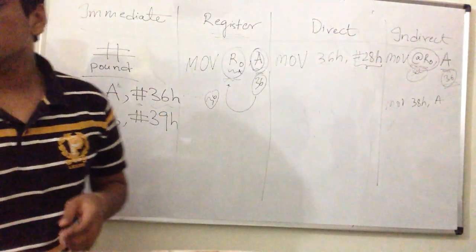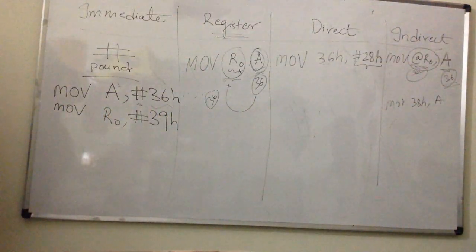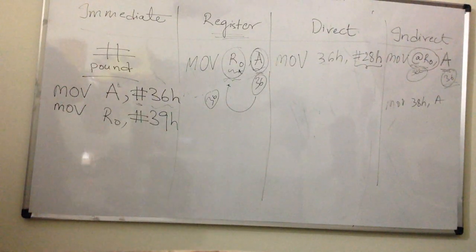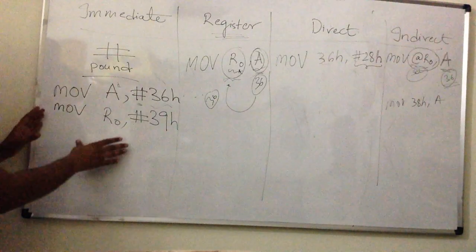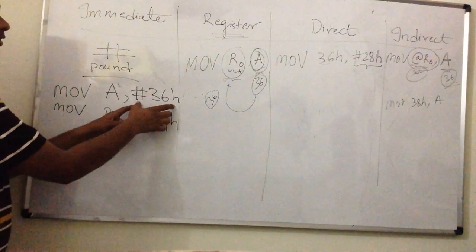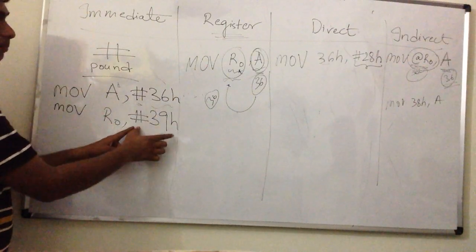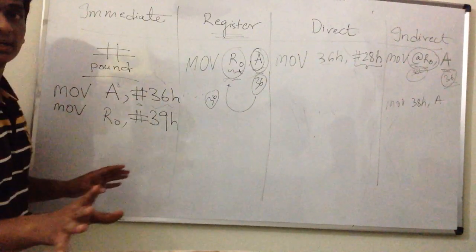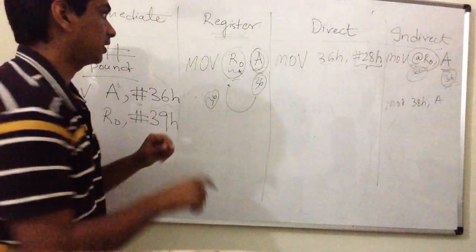If you're still not clear about this, don't worry. The more examples you solve, the better you get at it. The first is immediate addressing mode: the pound or hash symbol before the number. That is immediate addressing mode. It's as simple as that.